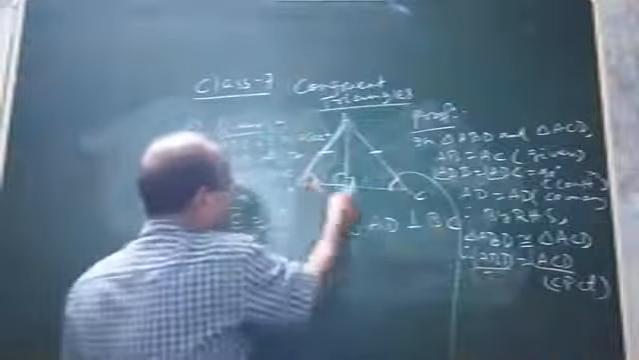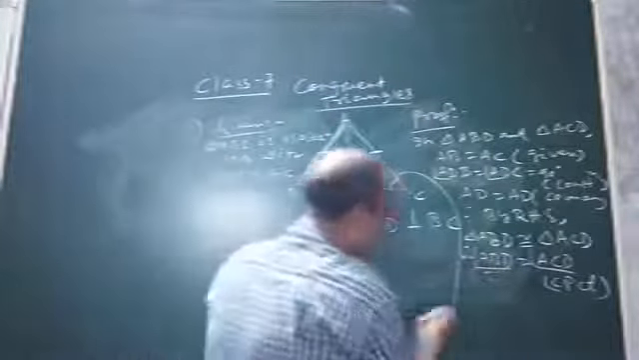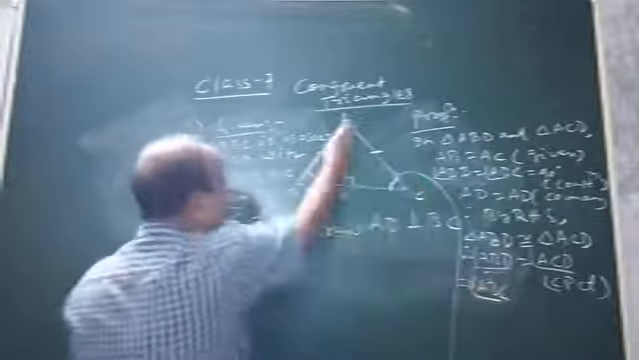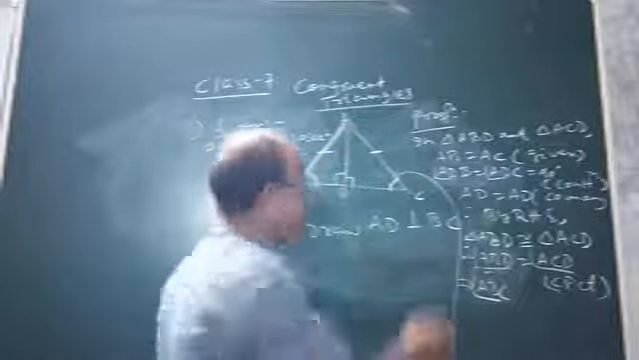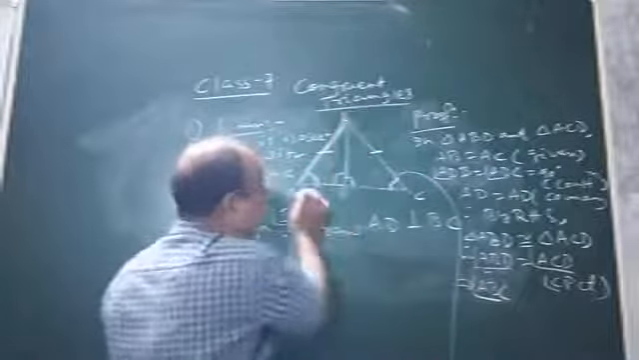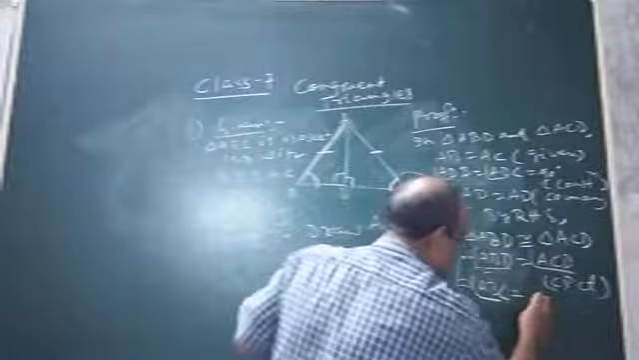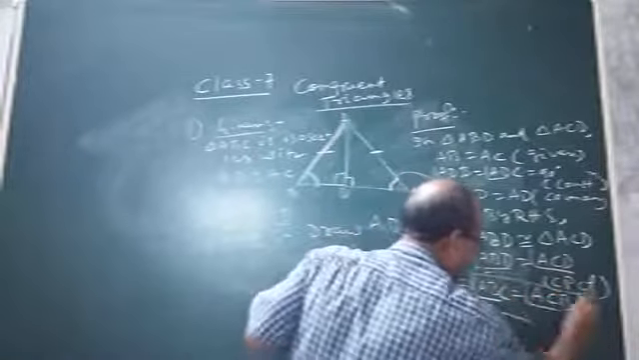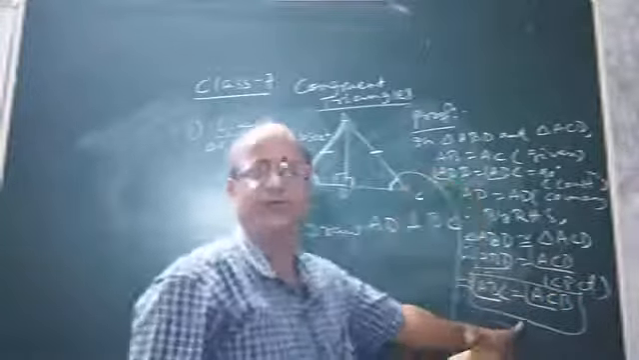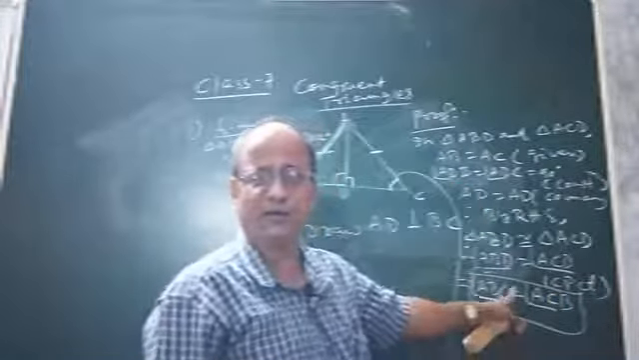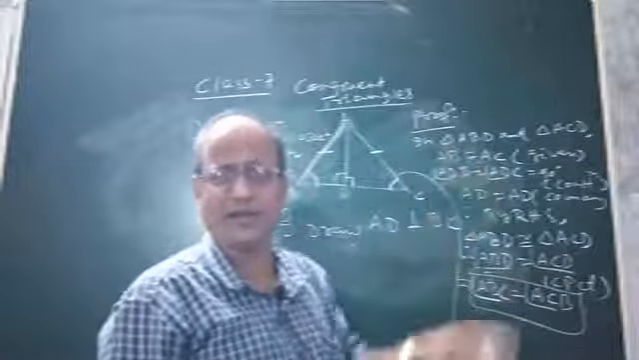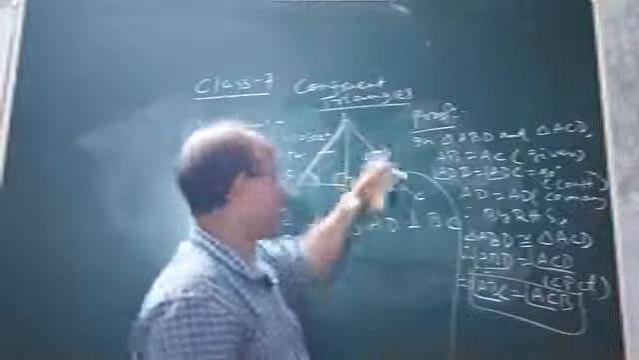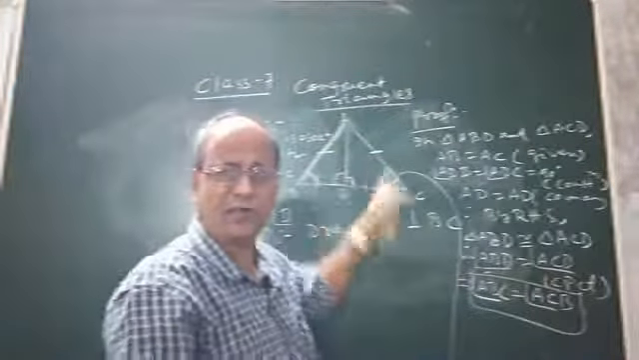Look, angle ABD is the same as angle ABC. In place of angle ABD, we can write angle ABC because ABD and ABC represent the same angle. Similarly, angle ACD is the same as angle ACB, so instead of angle ACD, we can write angle ACB. This is the complete proof. Thus we proved that in an isosceles triangle, any isosceles triangle, angles opposite to equal sides are equal.